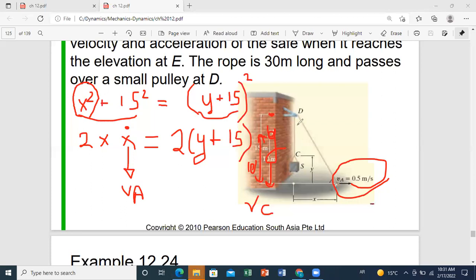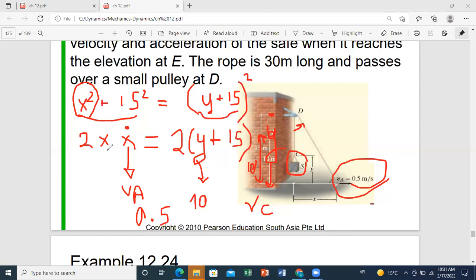Because this angle is changing, the change of this angle will create a varying speed for C, while VA is maintaining a constant speed. So here, if you just replace VA by 0.5, you have Y for the particular examples. I want to know, what is VC for Y equal 10? So I replace Y by 10.